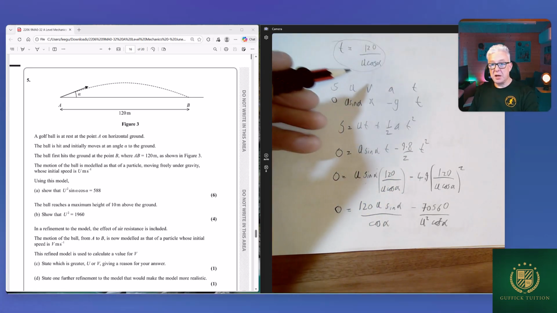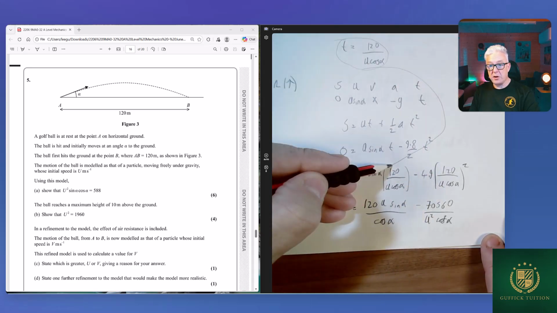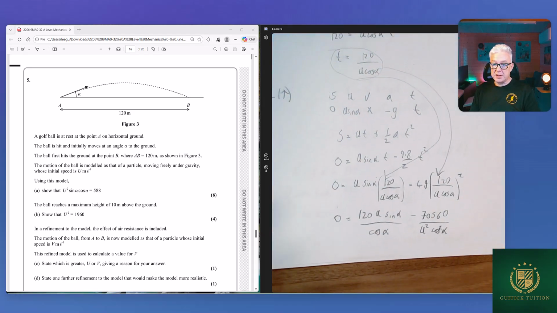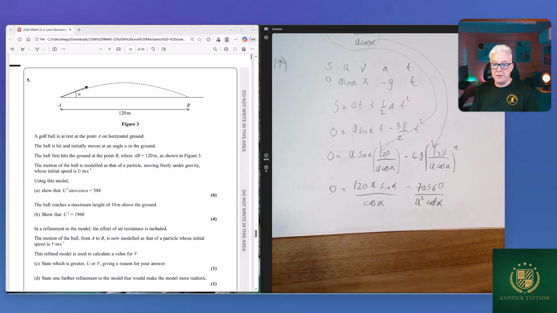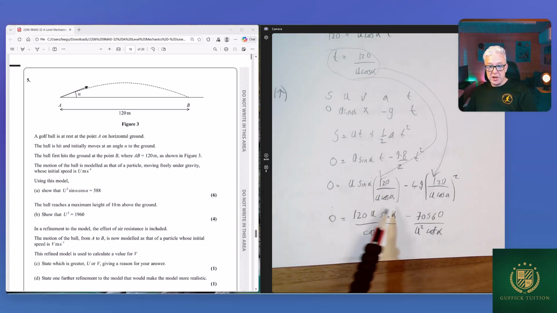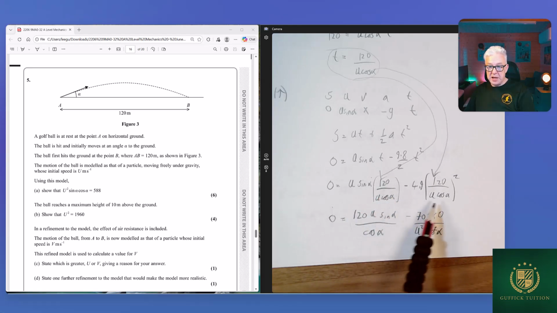Now we're just going to sub in this value of t that we got from resolving horizontally to replace the 2 values there for t and t squared. So we're subbing in that rearranged version, the 120 over u cos alpha. That just gives us this expression here, because remember, we know that 120 over u cos alpha is t, and this is going to be 120 squared over u squared cos squared times by 4.9. And when you work that out, that is 70,560.